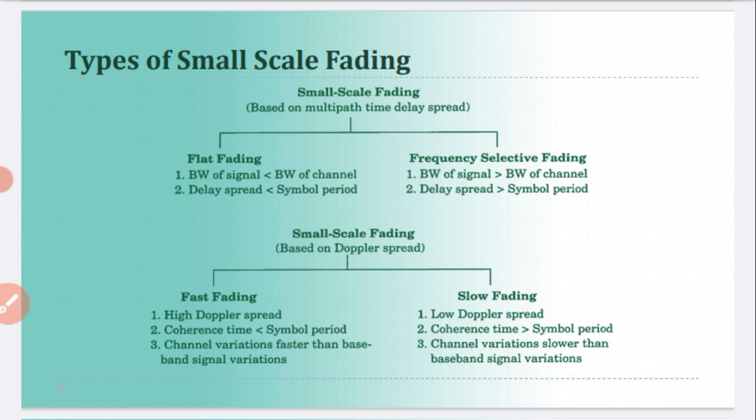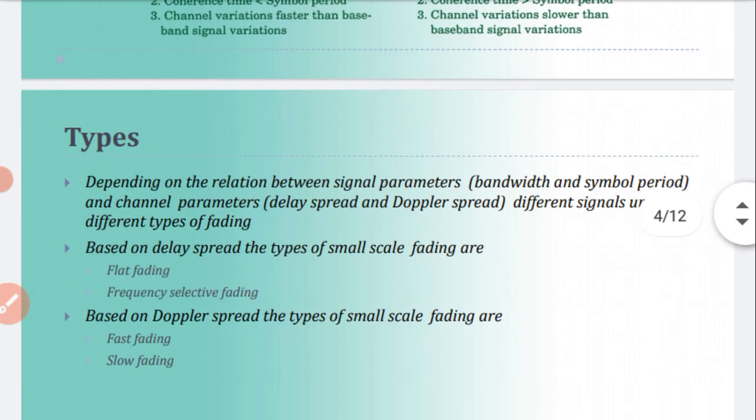The symbol period, in the figure we represented it as T, right? So if the delay spread is greater than that T, it means there will be some variation in the signal when we combine the signal at the receiver side. That is the case of frequency selective fading, and it has much more effect on the received signal while we are transmitting. So this is the flat fading as well as the frequency selective fading.